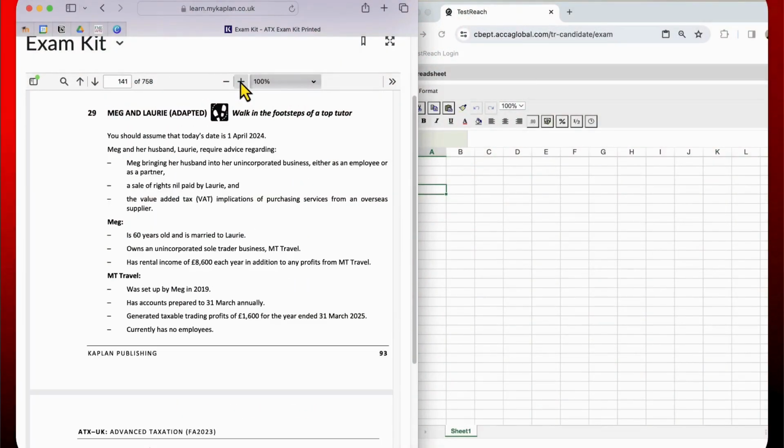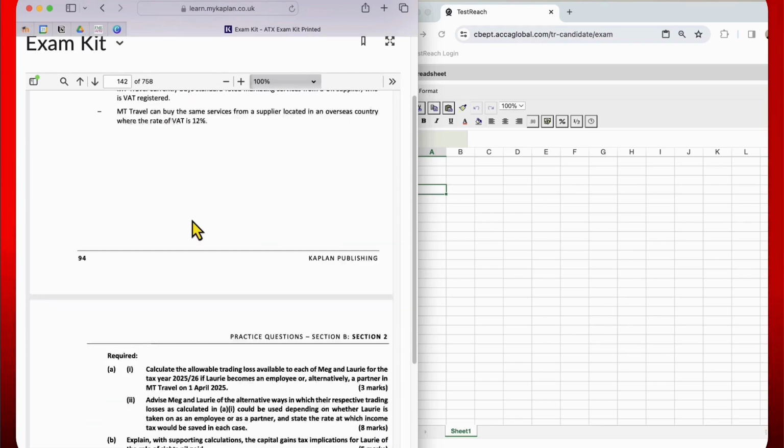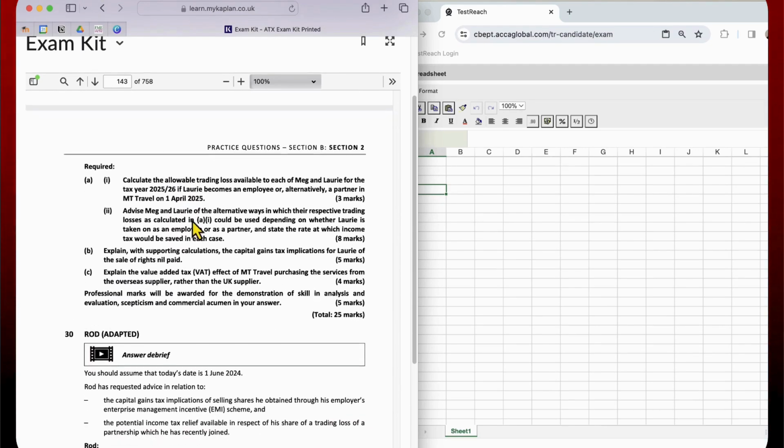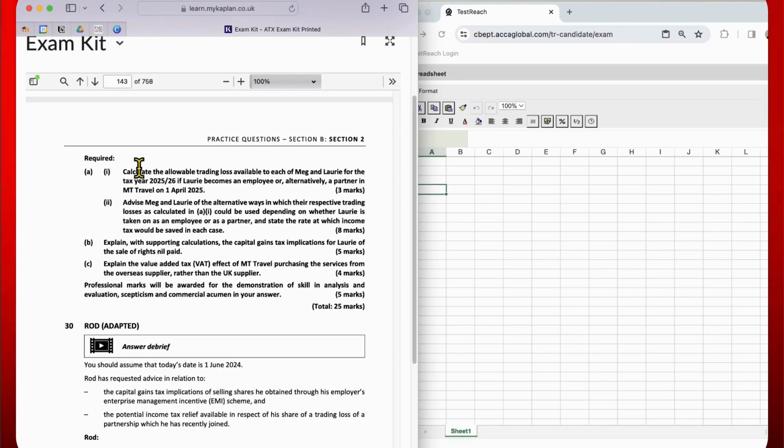Okay, so we're going to start off by looking at requirement A, part 1, which is a 3-marker, and we're only being asked to calculate in this requirement. So calculate the available trading loss available to each of Meg and Laurie if Laurie becomes an employee or a partner in the business. So 3 marks, it's not going to take us too long to do.